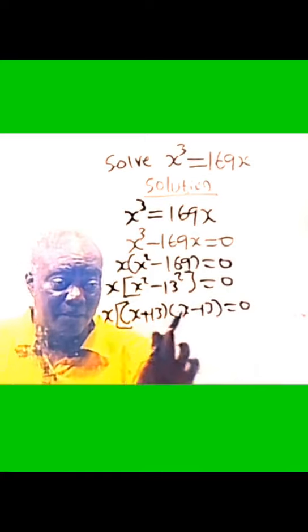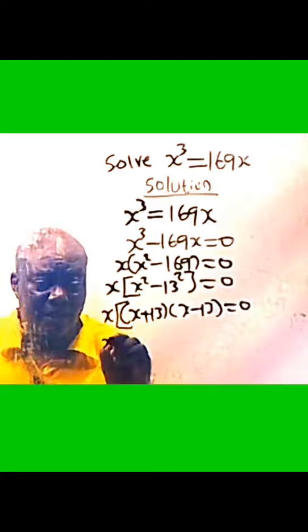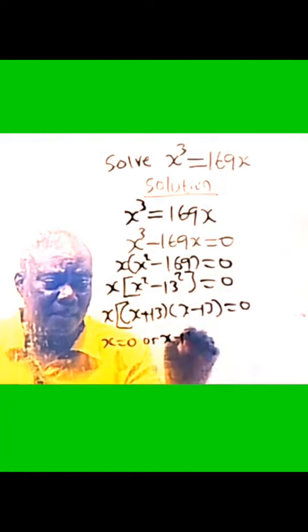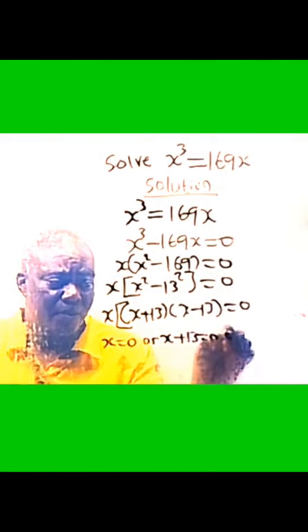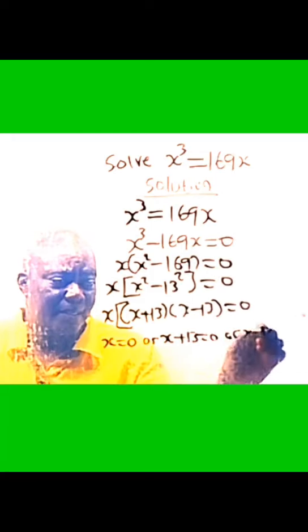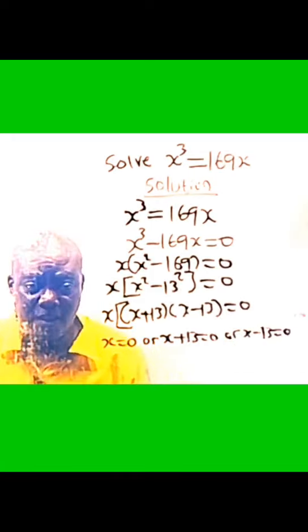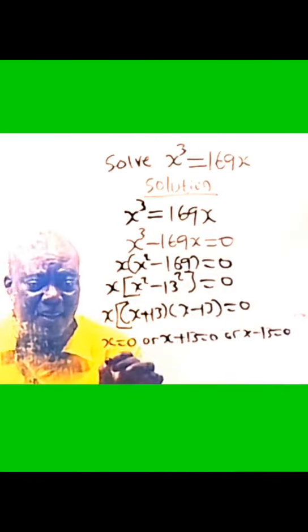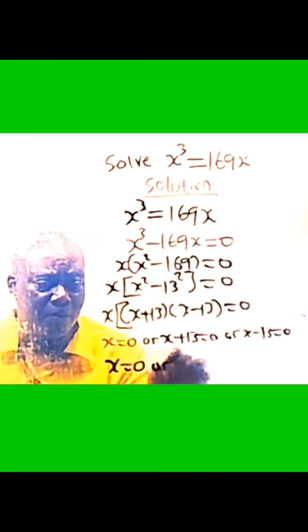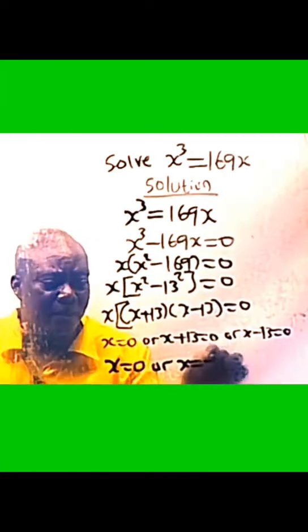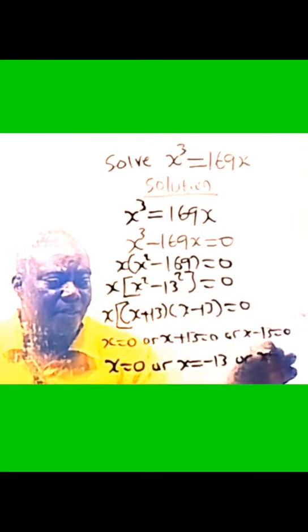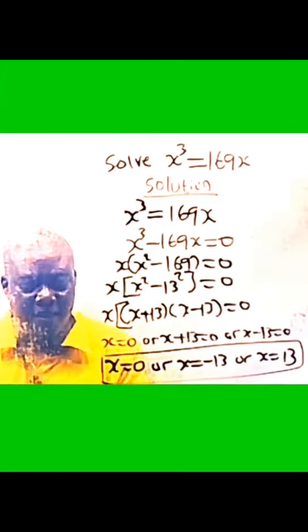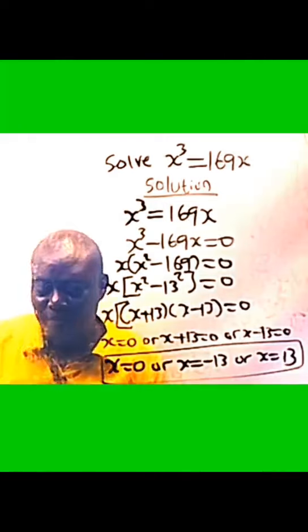Difference of two squares. So from here now you have x equals 0 or x plus 13 equals 0 or x minus 13 equals 0. Therefore, finally, the answer is either x equals 0 or x equals minus 13 or x equals 13. This is the solution to this cubic equation. All right.